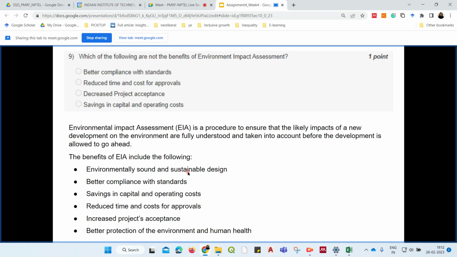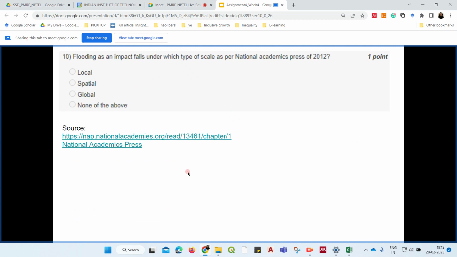We'll move on to the last question for today. So this question is: flooding as an impact falls under which type of scale as per National Academic Press of 2012? Again, this question I think is related to EIA, but we are not discussing that today.